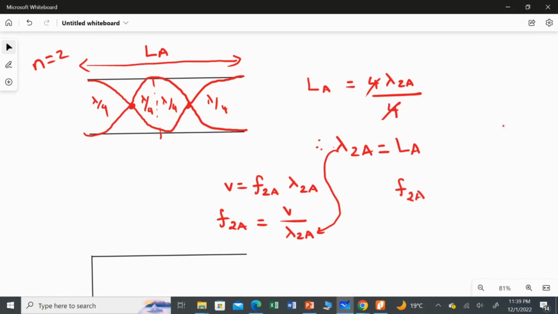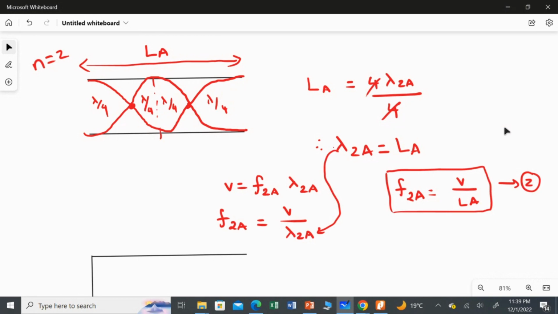Don't get confused about this 1a, 2a. 1a stands for n is equal to 1. 2a stands for n is equal to 2. Okay, and here a stands for pipe A and b for pipe B. Pipe A, both ends are open. Pipe B, one end is open, another end is closed. Clear? So don't get confused about that. So here n is equal to 2. So therefore the frequency for n is equal to 2 for organ pipe A is equal to v over, and in place of lambda 2a, I'm going to substitute this answer as LA. This is my second equation, right?